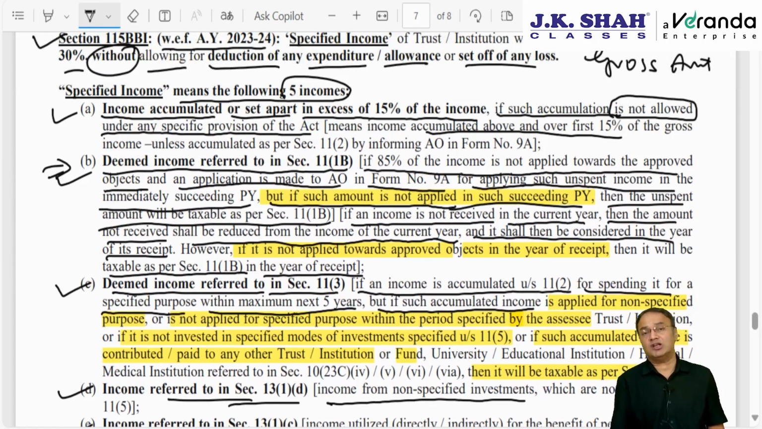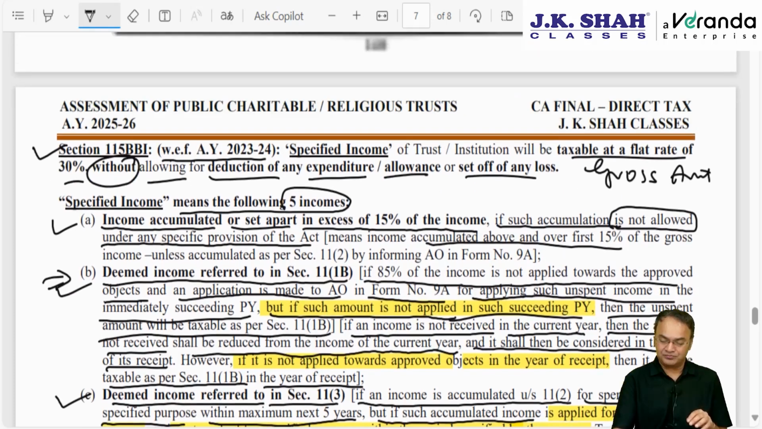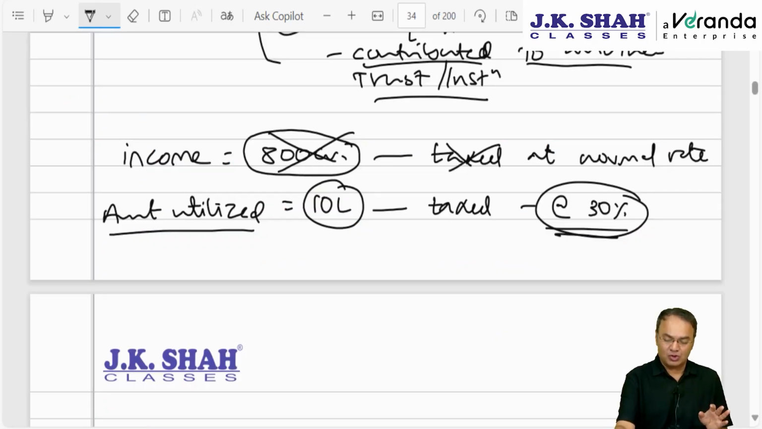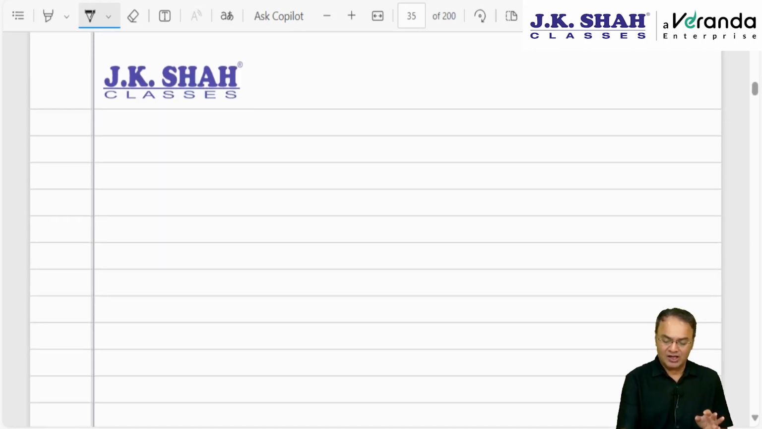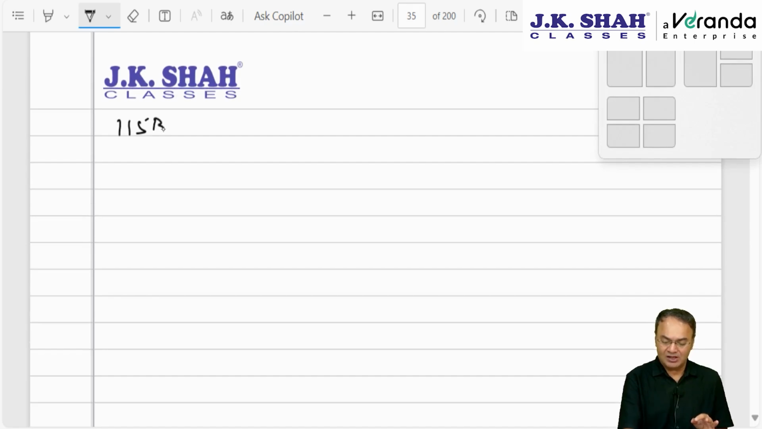As I said, question has not yet come. Question is expected any time on 115 BBI. Please memorize these 5 points, 5 situations. So, if you recollect, 115 BBI specified income taxable at 30%. This is applicable in 5 situations.